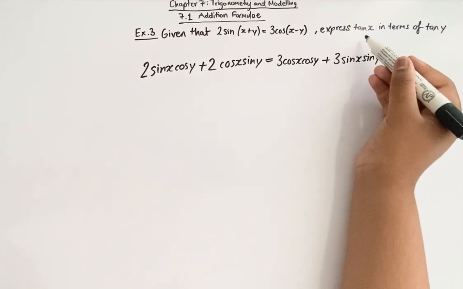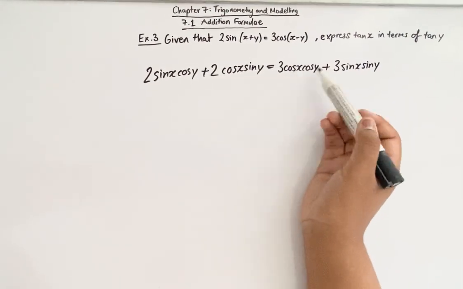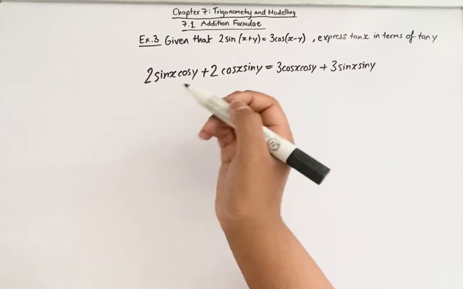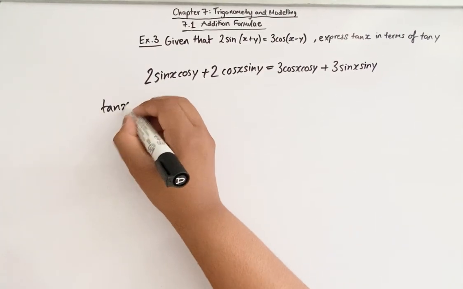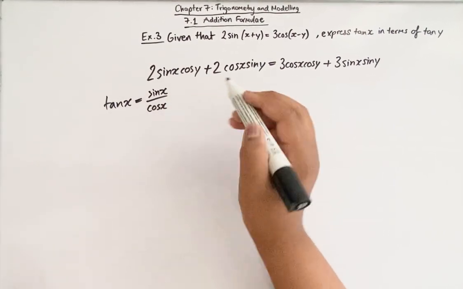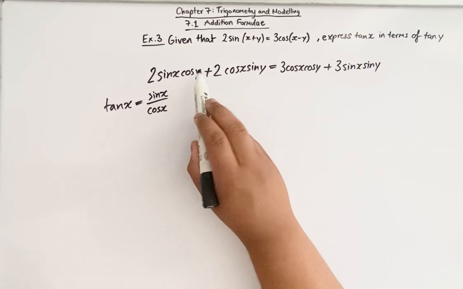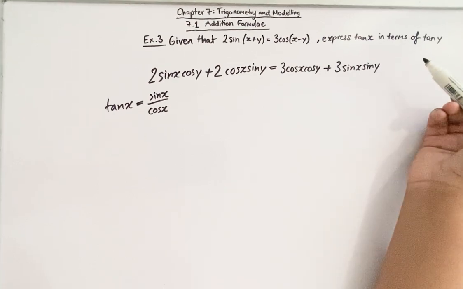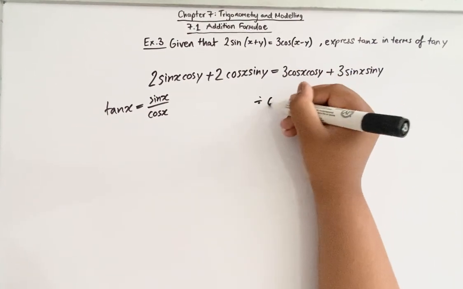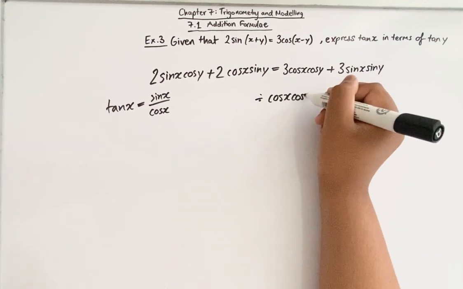We want tan x, so we want to get rid of all the cos x and turn the sine x into tan x by dividing by cos x, because tan x is equal to sine x over cos x. And we also want to get rid of the cos y's and turn the sine y into tan y. So let's divide everything by cos x cos y.